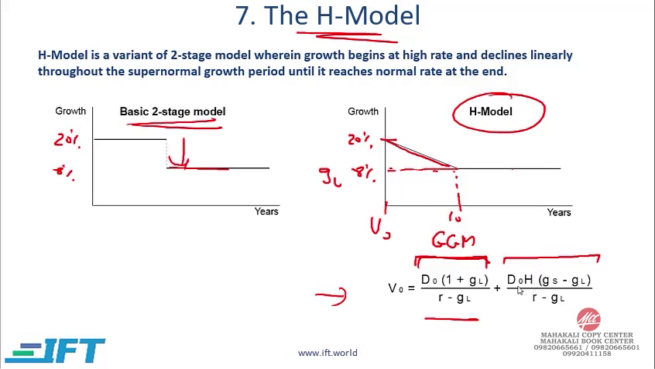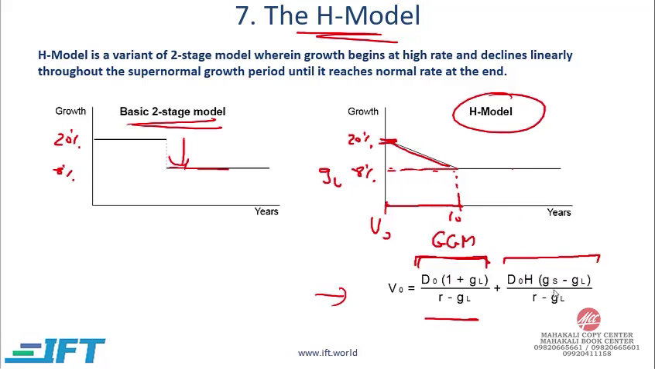And what do the symbols here mean? D naught is the same, it's the dividend at time 0 multiplied by H, and this is where the term H model comes from. H is half of 10. 10 here is the number of years it takes to come down from 20% to the long-term sustainable rate. So H is half of that time period, which in our example would be 5.